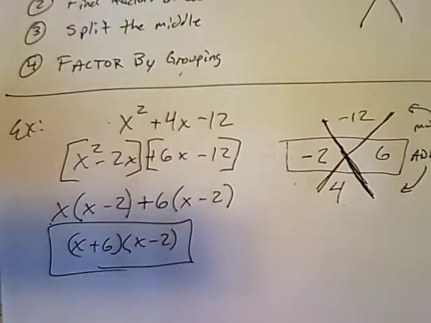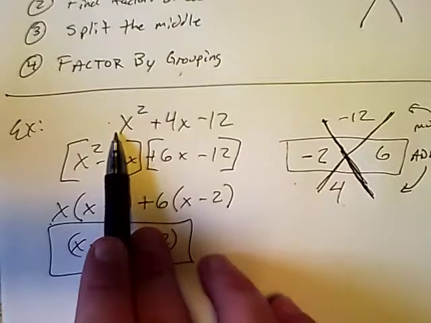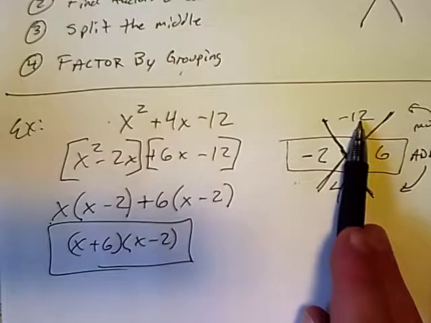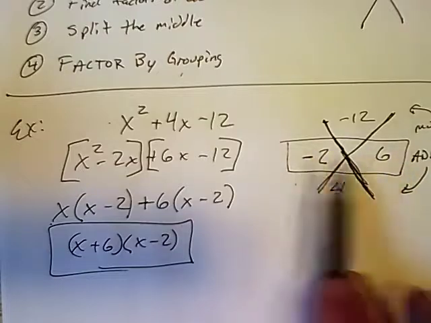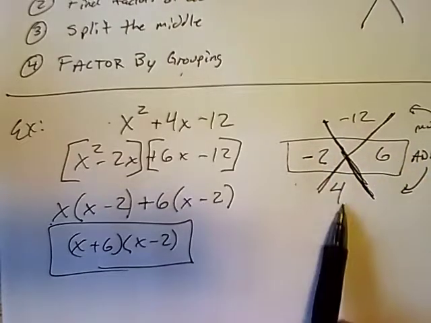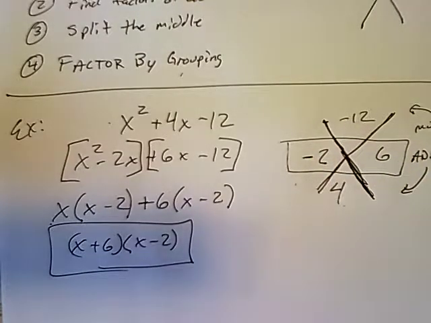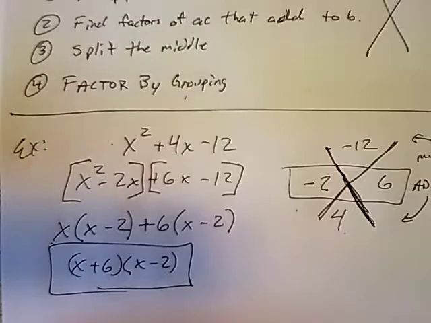All right, so if there is a 1 in front, you're just going to put c up here, b down here, find two numbers that multiply to c and add to b, whatever you may say. All right. Let's take a look at another example here.